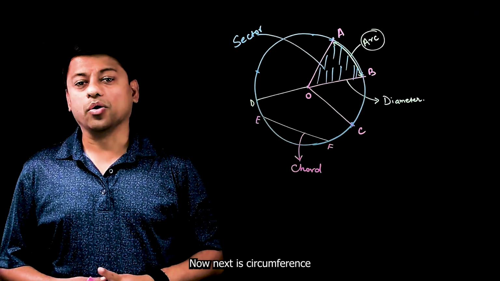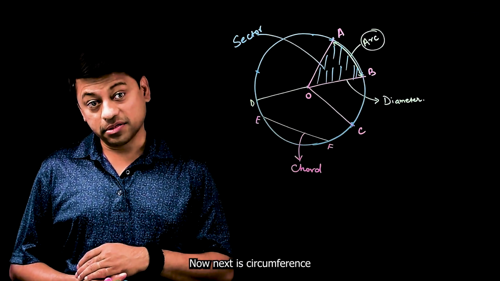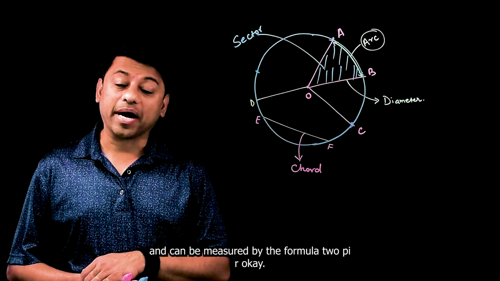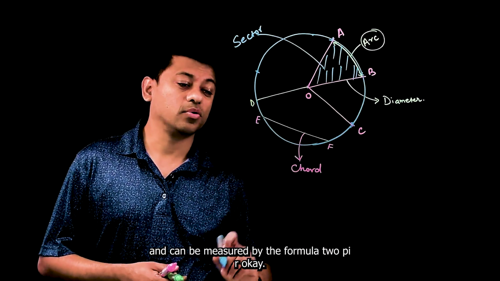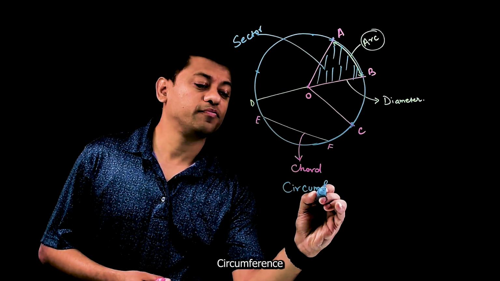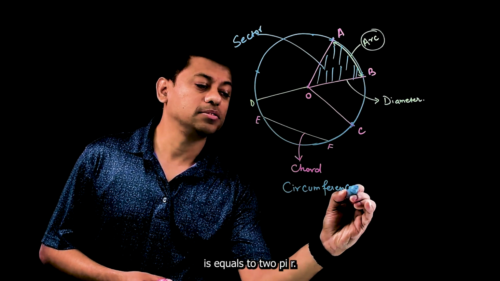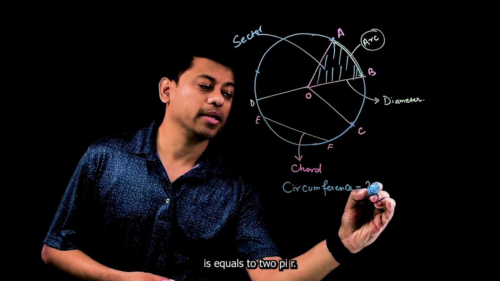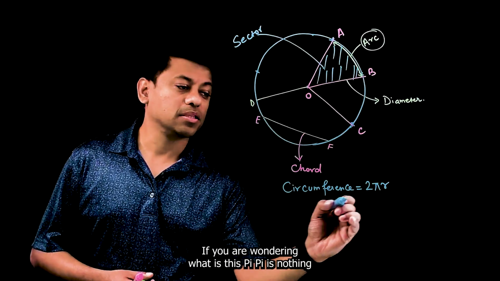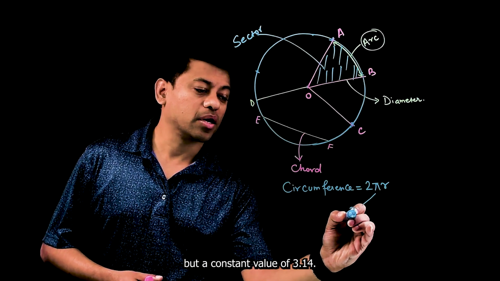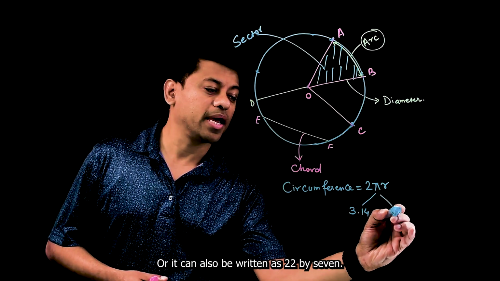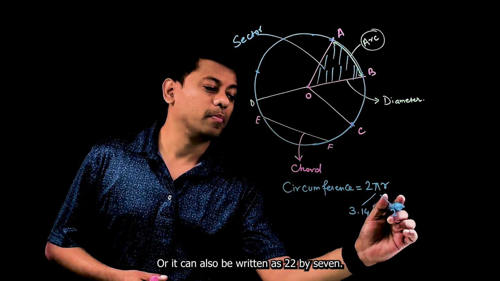Okay. Now, next is circumference, which is the total distance around the circle and can be measured by the formula 2 pi r. So let's write down: circumference is equal to 2 pi r. If you are wondering what this pi is, pi is nothing but a constant value of 3.14, or it can also be written as 22 by 7.